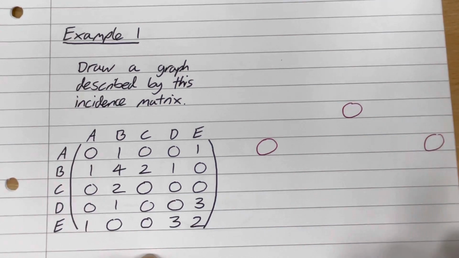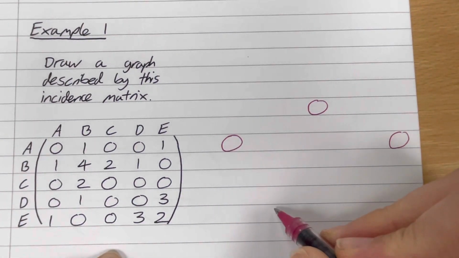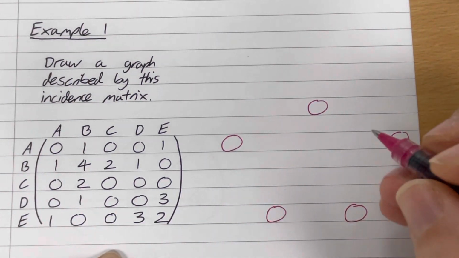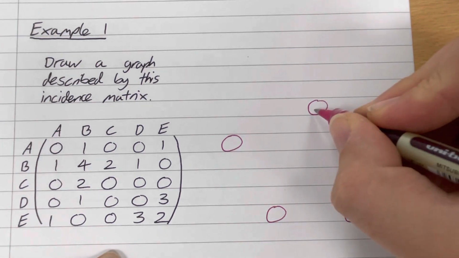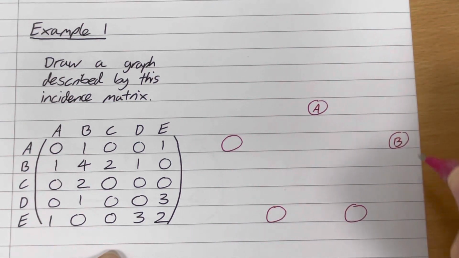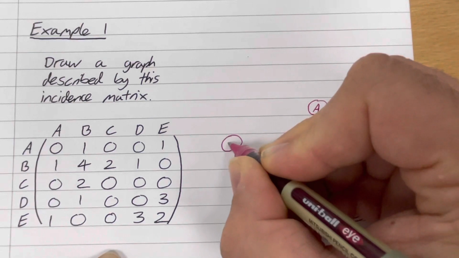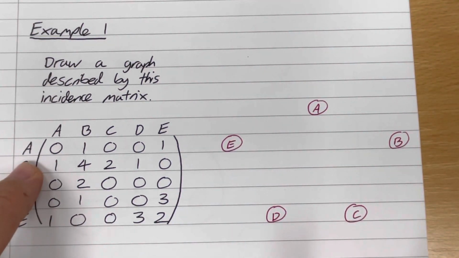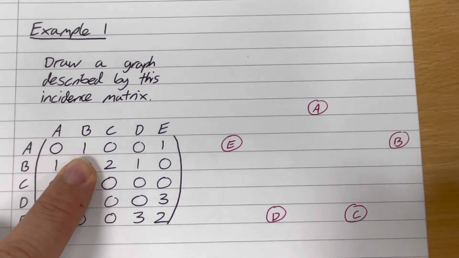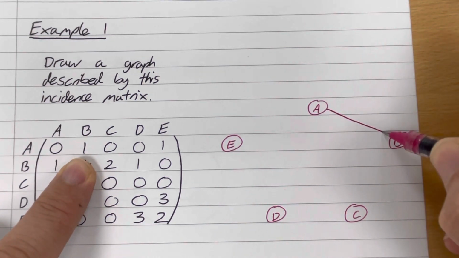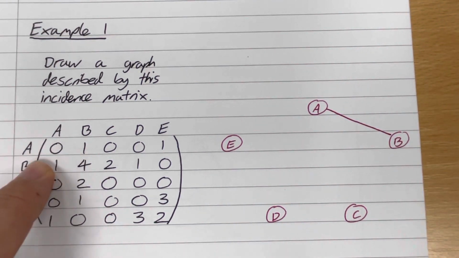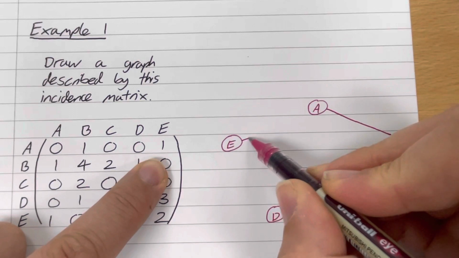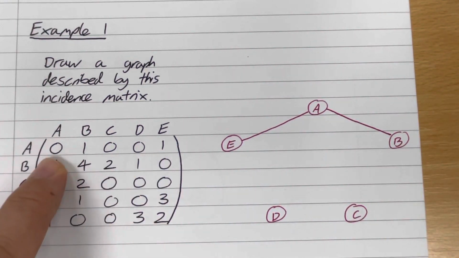So it makes sense to draw them out in a regular pentagon type shape, although you don't have to do that. It just needs to be isomorphic to that. A, B, C, D, and E. Okay, so this says A is connected to B by 1 arc. So there we go, 1 arc. And A is connected to E by 1 arc. There we go. All right, so that is A done.